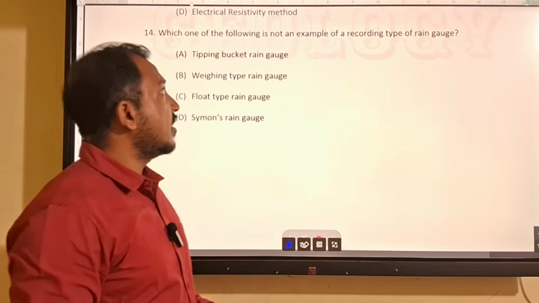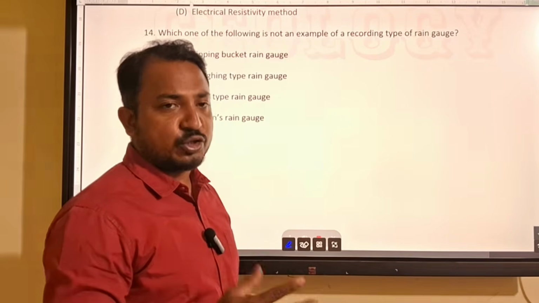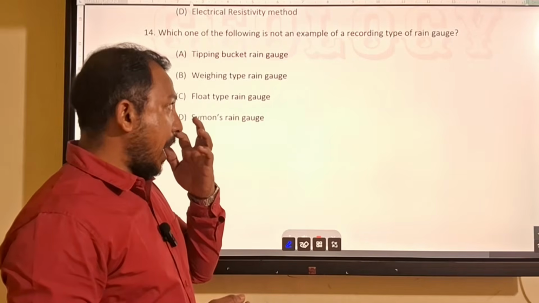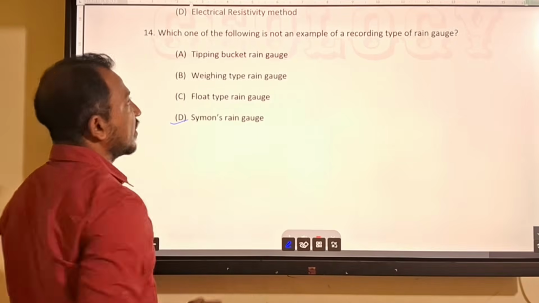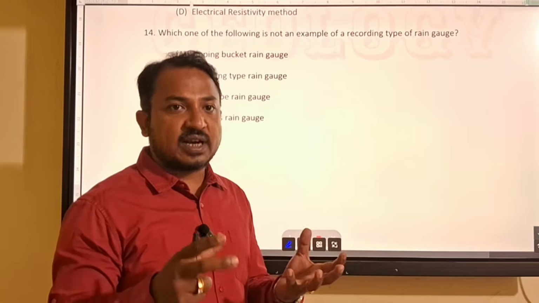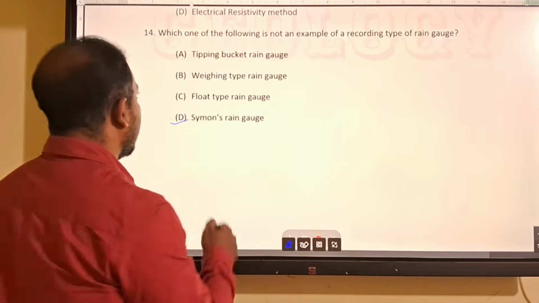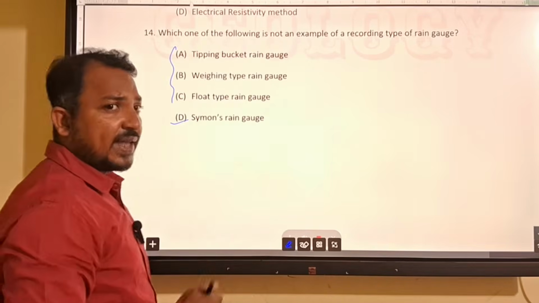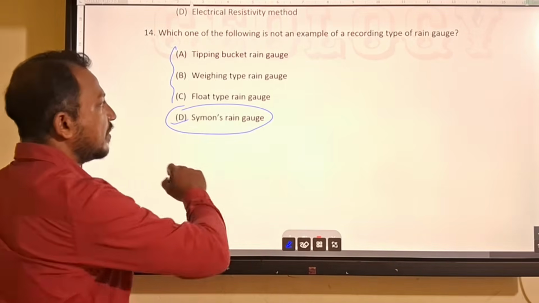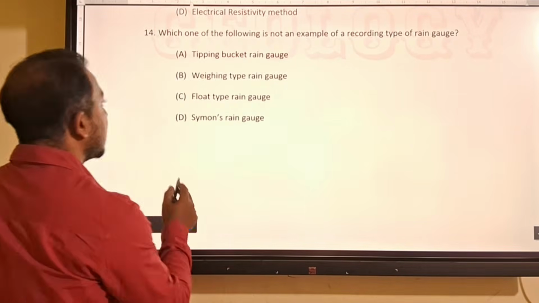Then which one of the following is not an example of a recording type rain gauge? There are different types of instruments used to determine the rainfall amount. Among these, the Symons rain gauge only collects the rainwater. After collecting the rainwater, you have to use a graduated cylinder to measure the amount of rainfall. All the other types can collect and measure. So only the Symons rain gauge only collects the rainwater, and then you have to manually measure it. So the answer will be Symons rain gauge.